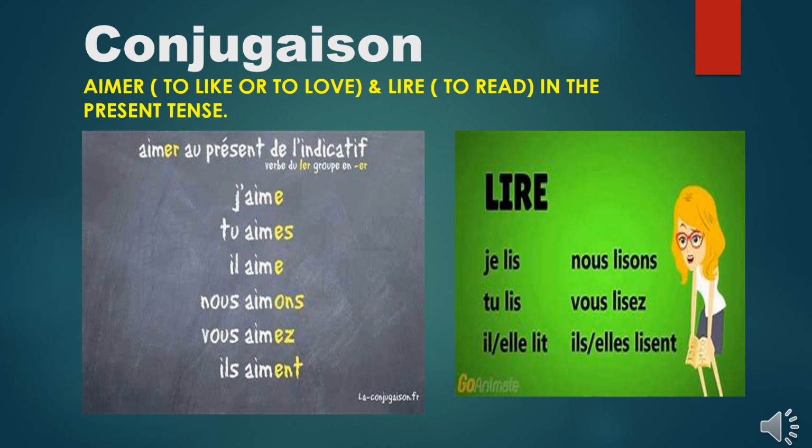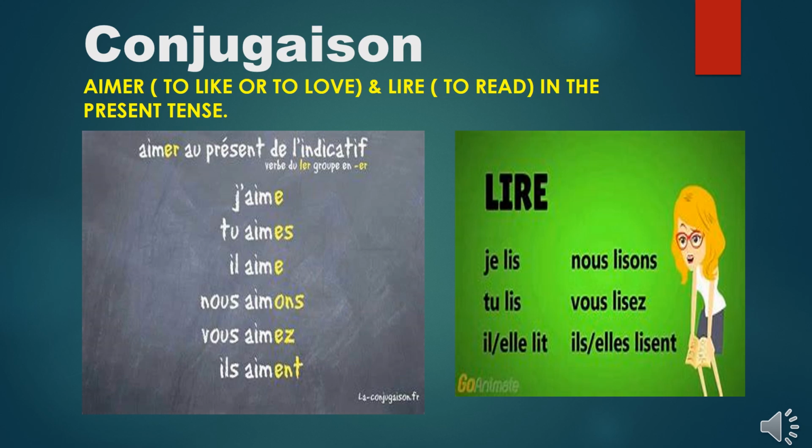Or if it is feminine, it is going to be elles aiment. Repeat after me. Elles aiment. So one more time. J'aime. I like or I love. Tu aimes. You like or you love. Il aime. He likes or he loves. And there's also elle aime. She likes or she loves.